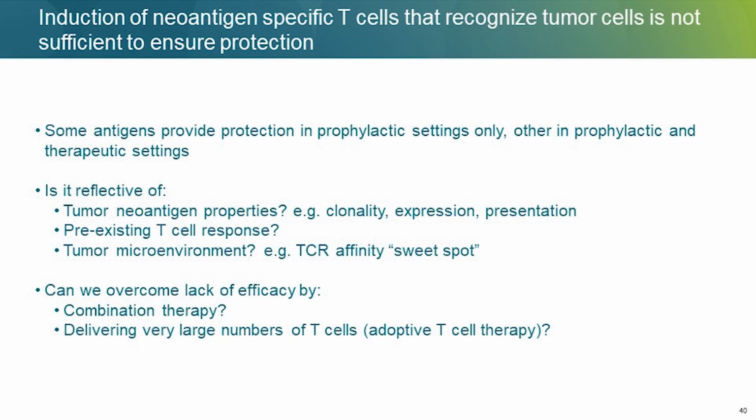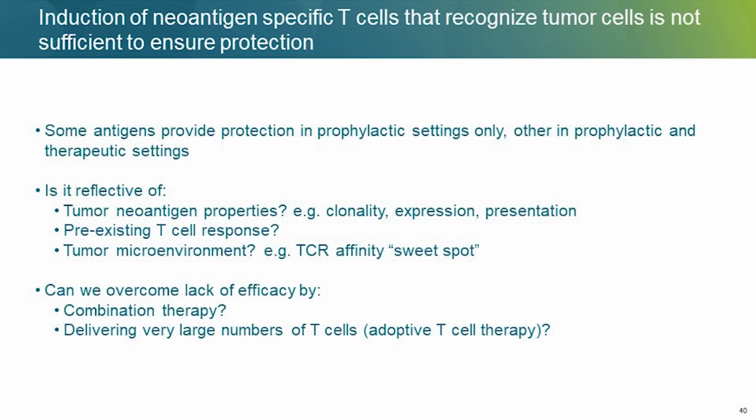We are trying to understand if these differences reflect different tumor neoantigen properties, such as clonality, expression, or presentation, or is it related to the fact that there is a pre-existing immune response against some of these antigens? Maybe if there is a pre-existing immune response, vaccinating is going to elicit a faster, stronger response, while if the vaccine has to elicit a de novo response. Is there also something specific with the tumor microenvironment?